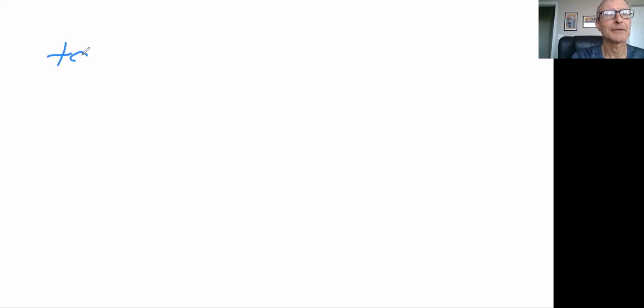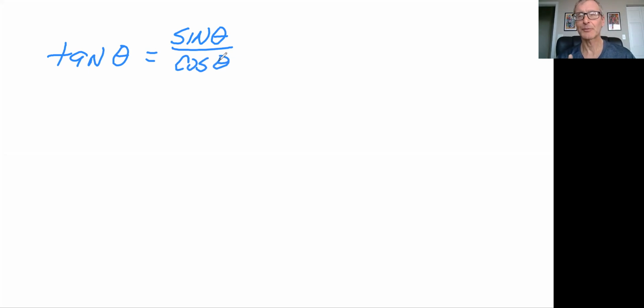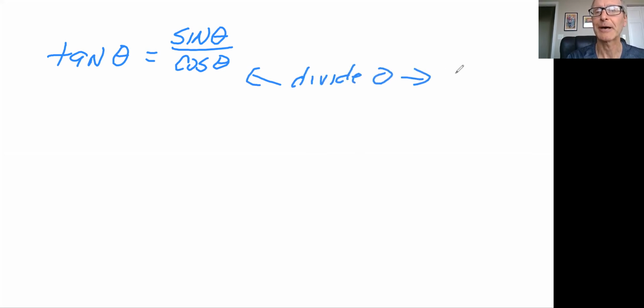We're first going to start with the tangent graph, which is the third most important of the trig functions besides sine and cosine. And remember that tangent of any angle, let's call it theta, is defined as sine of theta over cosine of theta. And the one thing we want to talk about is we cannot divide by zero, right? Dividing by zero is bad.